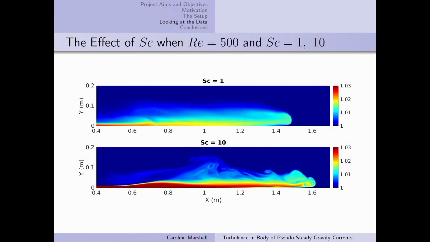If we increase the Reynolds number a little bit to 500 and look at Schmidt numbers of 1 at the top and 10 at the bottom, we see some of those same features again when we increase the Schmidt number. The denser fluid gets closer to the front, you get more structure forming, a more defined head, and in fact more structures forming in and around the head. The difference in velocity is also slightly more pronounced as we increase the Reynolds number.